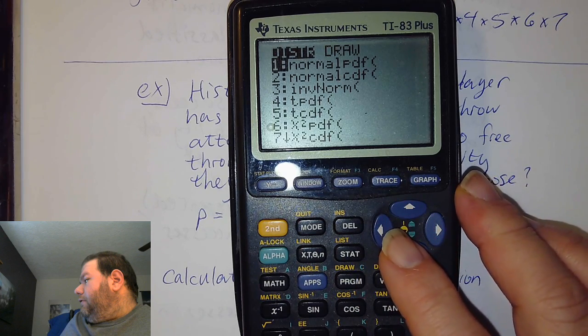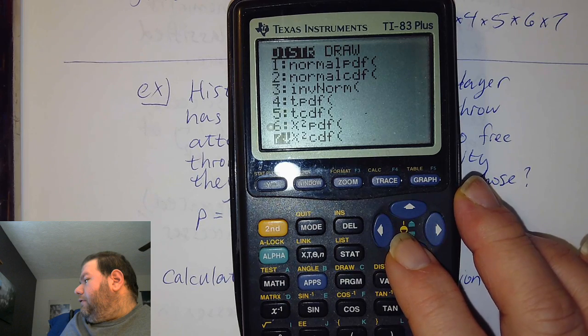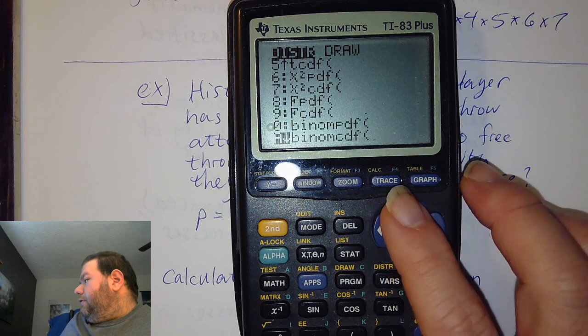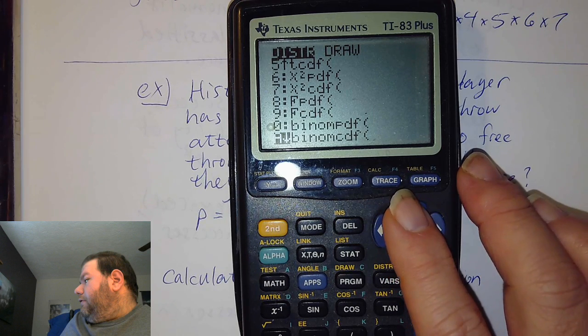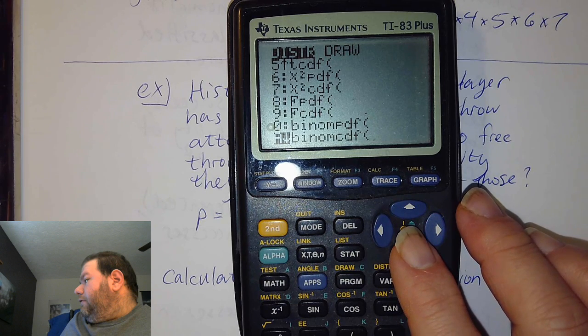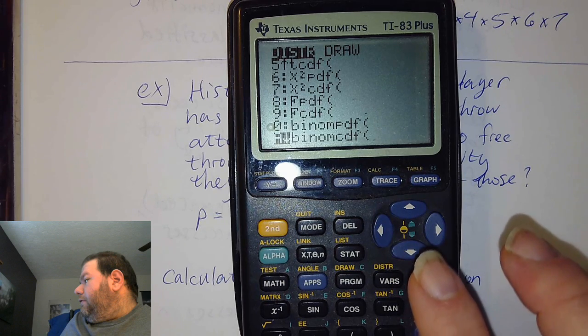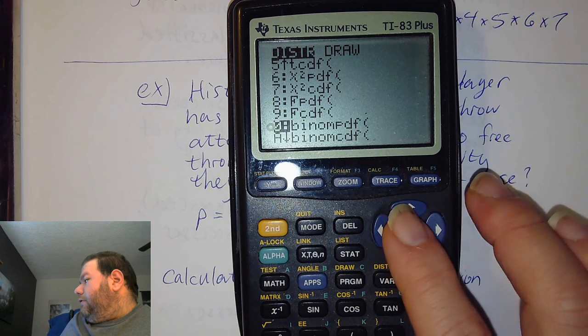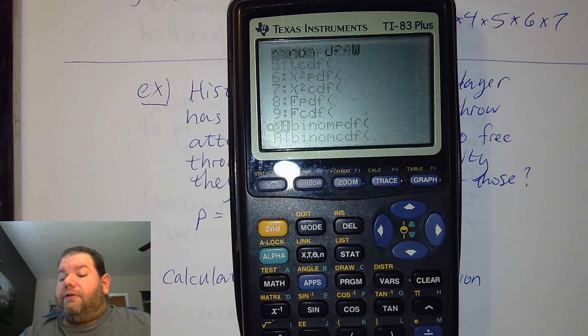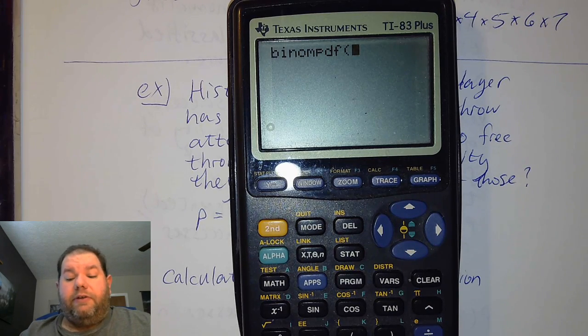And here we go. And we'll need some of these other ones eventually. But if we go down to, well, on the 83s, it's 0 and then A. And I think on the 84s, it's like A and B or 9 and 10, one or the other. And it's a little bit off if you have a TI-84 instead of the 83. But we have both of those there. And so we would press enter. Now on the 83s here, it doesn't really prompt us for these three values, but the order that we need to use is N, P, and X.